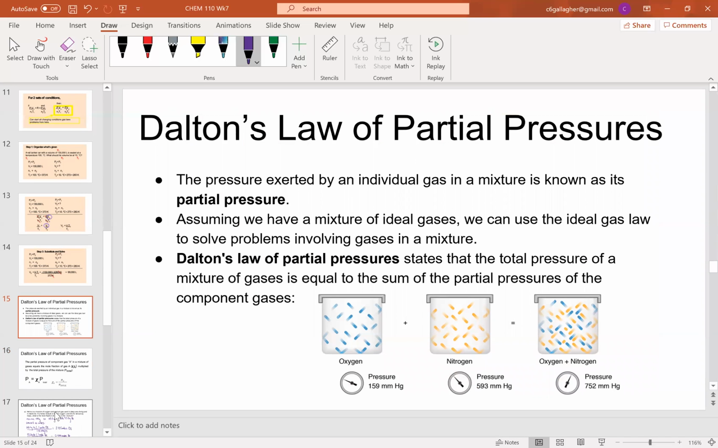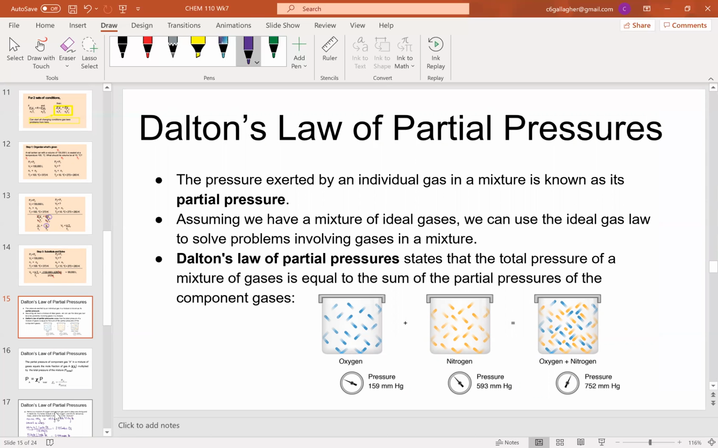The other aspect of gas laws we're going to take a look at today is Dalton's law of partial pressures. Dalton's law says that the pressure exerted by an individual gas in a mixture is known as its partial pressure. So assuming that we have a mixture of ideal gases, we can use the ideal gas law to then solve problems involving gases in a mixture.